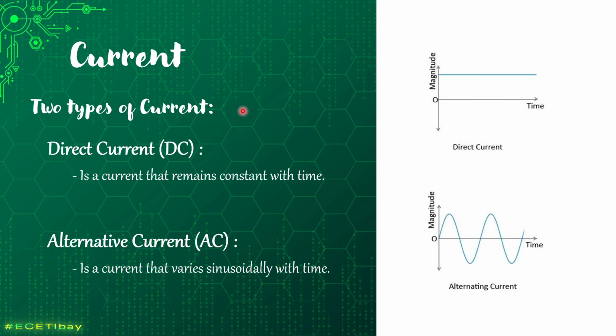Next is alternating current, which is a current that varies sinusoidally with time. Looking at the graph, it forms a sinusoidal value for the current. So it varies from positive to negative. It forms a sine wave, somewhat a sine wave. So like that. That's why it is called alternating current. So this is the difference between the DC and the AC.